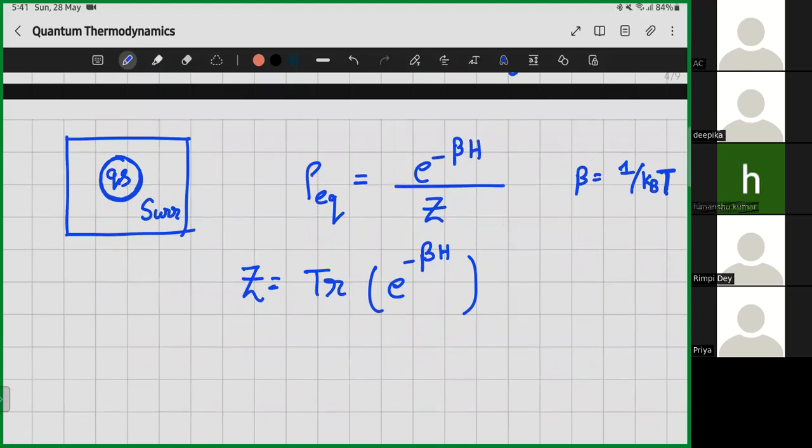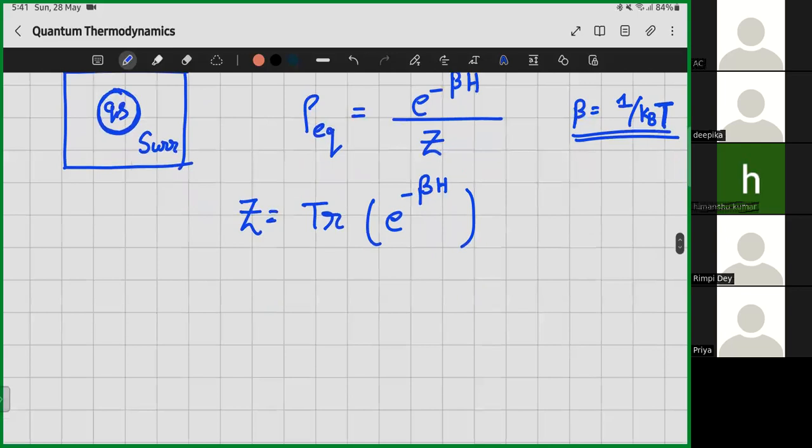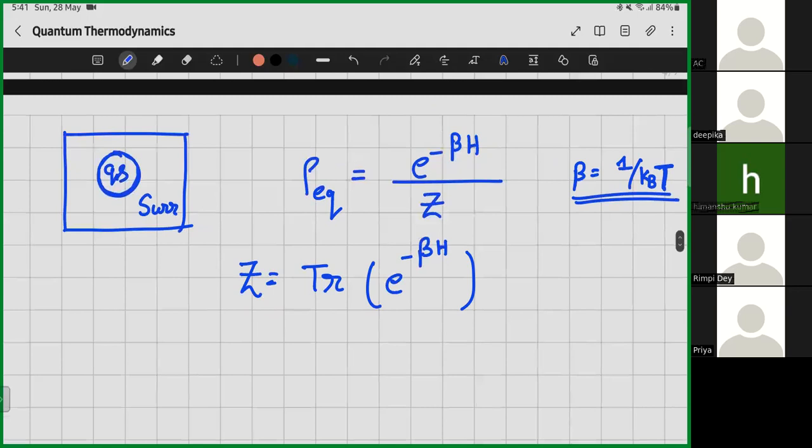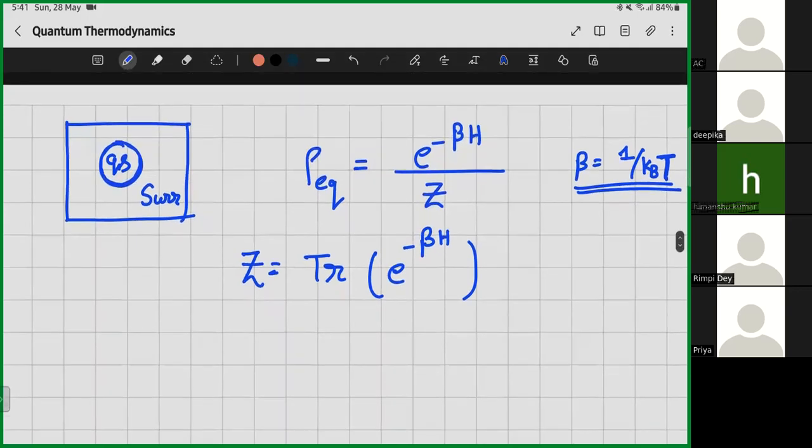That follows classical thermodynamics, so there should be a notion of temperature. So this temperature is the temperature of the surroundings. So rho equilibrium is the density operator of the whole system, right? No, it is for the quantum system, because this Hamiltonian is the system Hamiltonian.